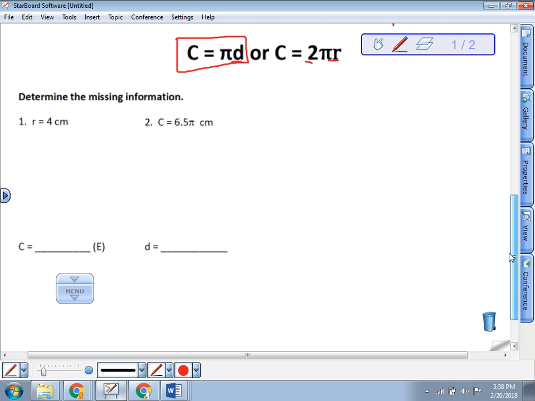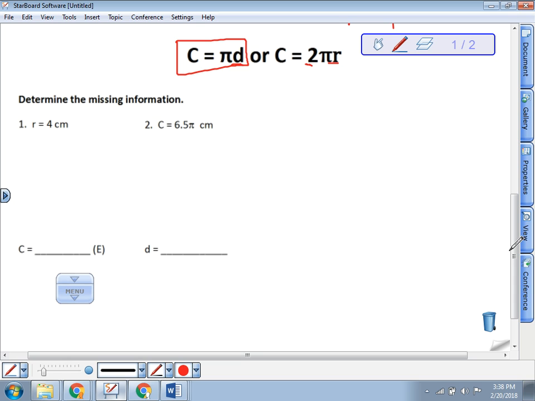Here are 2 quick examples. Determine the missing information. What is the circumference? If the radius is 4, I double that, so the diameter equals 8. Then the formula is diameter times pi, so this is 8 pi. Now you see this E for exact here. I'm just plugging into the formula pi times diameter. Exact means you can leave the pi there. You don't have to make it a decimal if you don't want to. If you want a decimal, just do 8 times the pi button on your calculator. But exact means keep it in terms of pi.